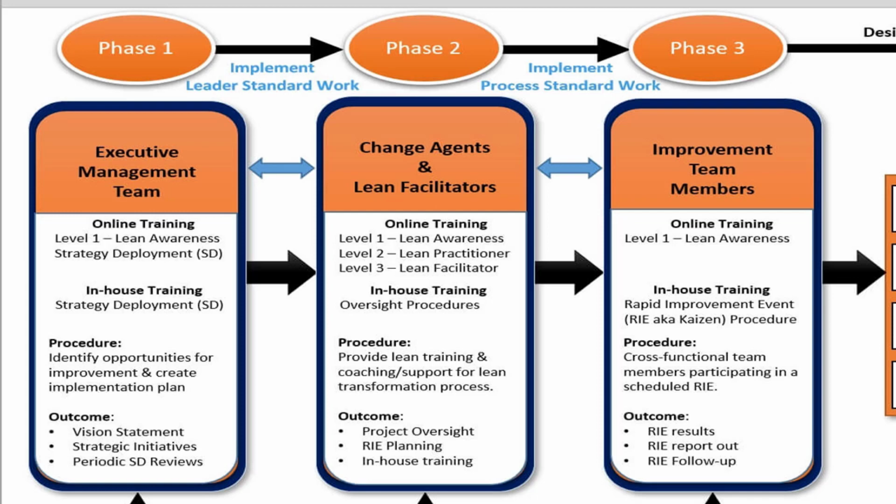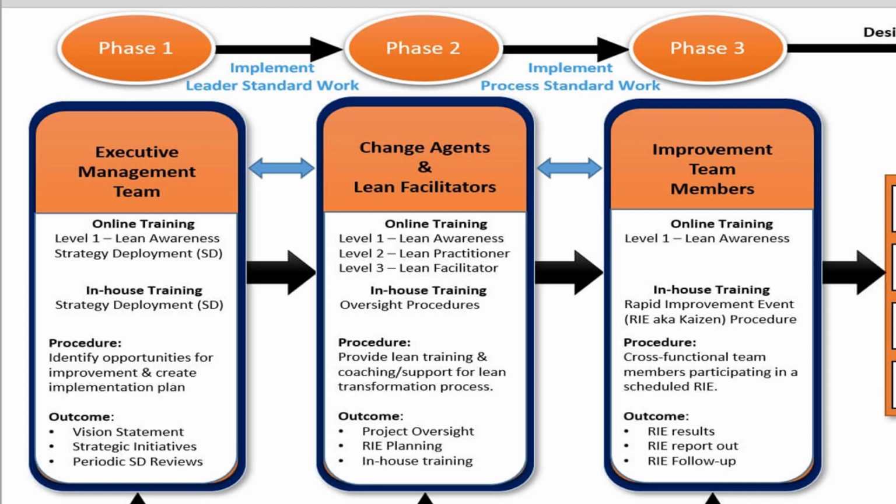The third phase is where we start to look at the improvement team members. Now again, they can do online training, level 1, lean awareness. This is just getting them to understand terminology, concepts, principles. The idea is that when they go through the improvement event, the facilitators should really give them a more in-depth training about the specific tools that they're going to be using during that event. So that's how they learn more about the actual tools themselves. The in-house training is the rapid improvement event, or the Kaizen event procedure, for them to understand what that looks like and how it's scheduled over a period of time.